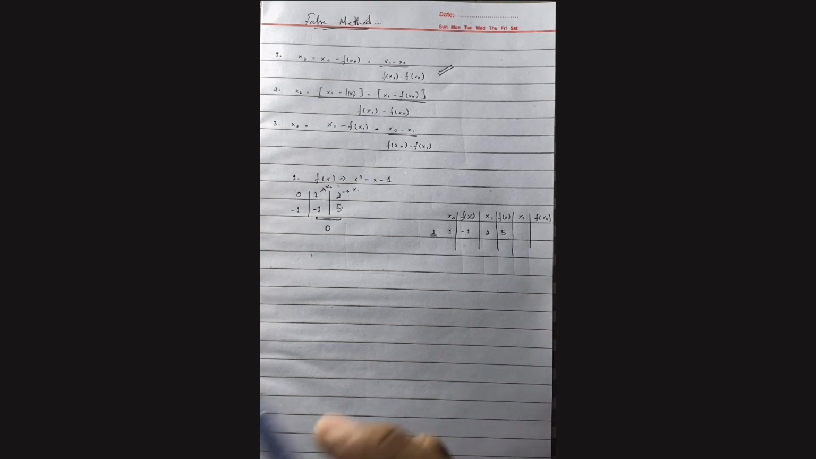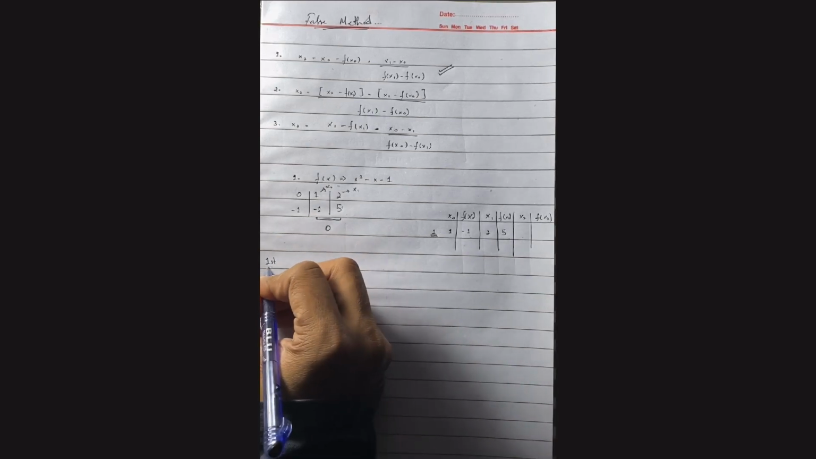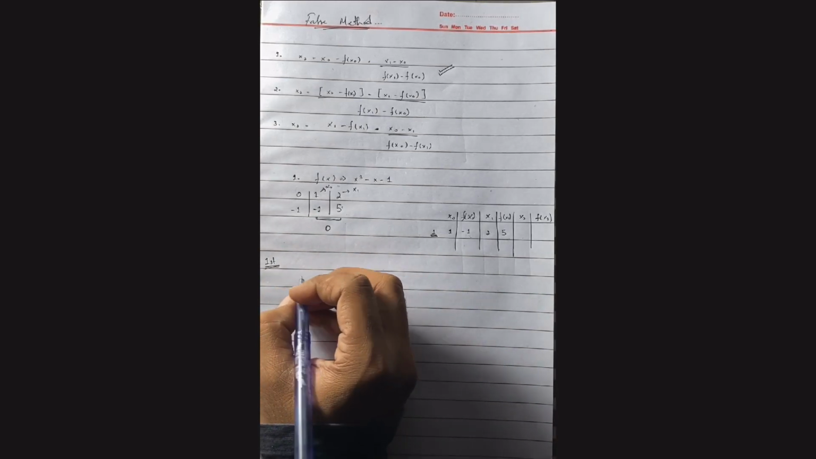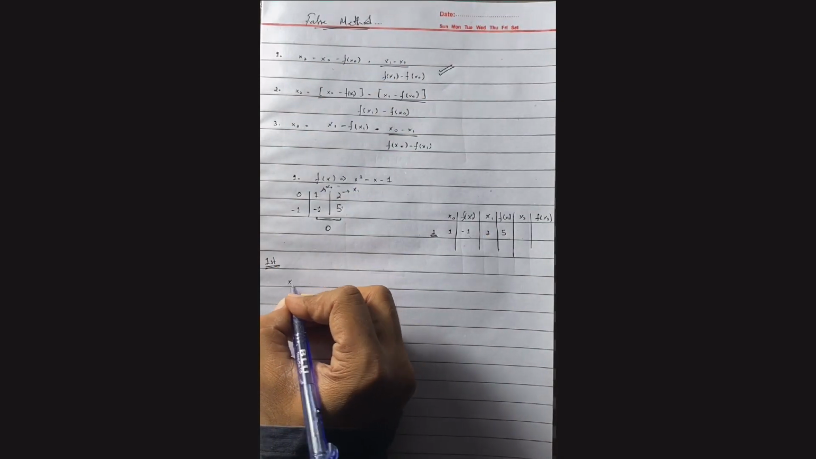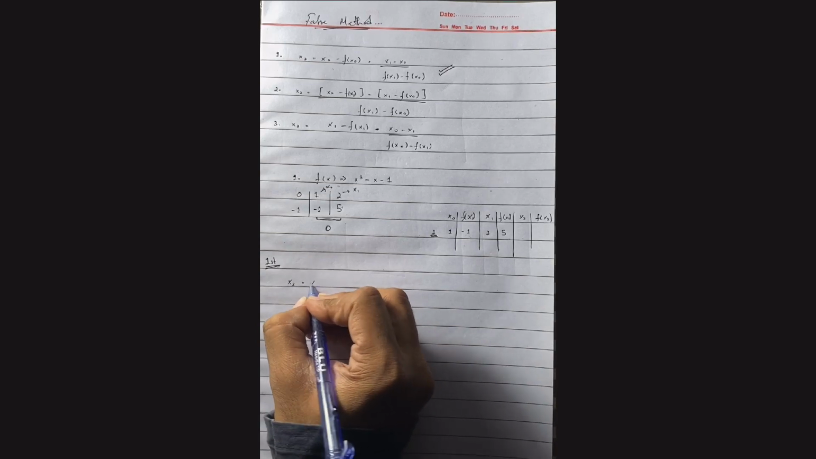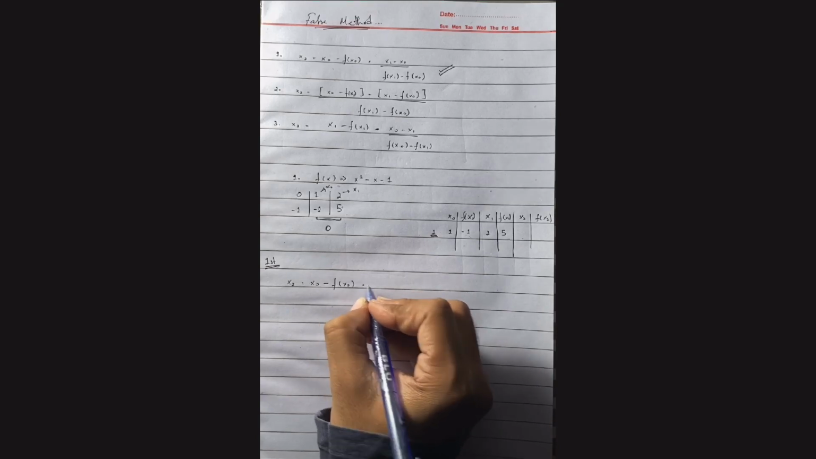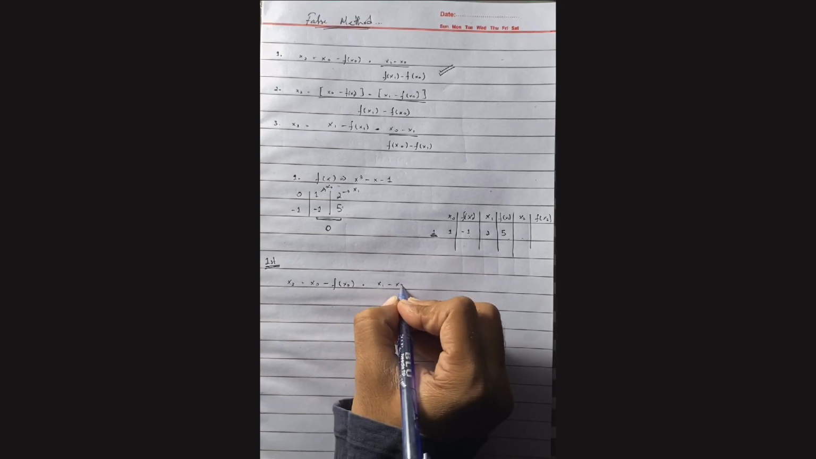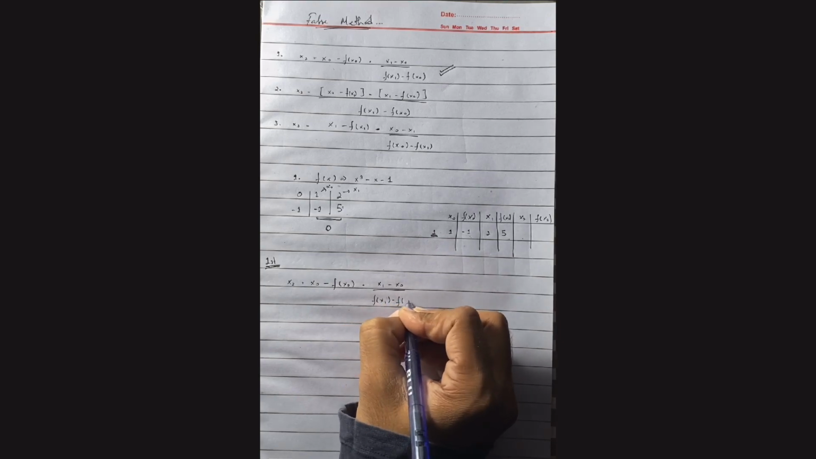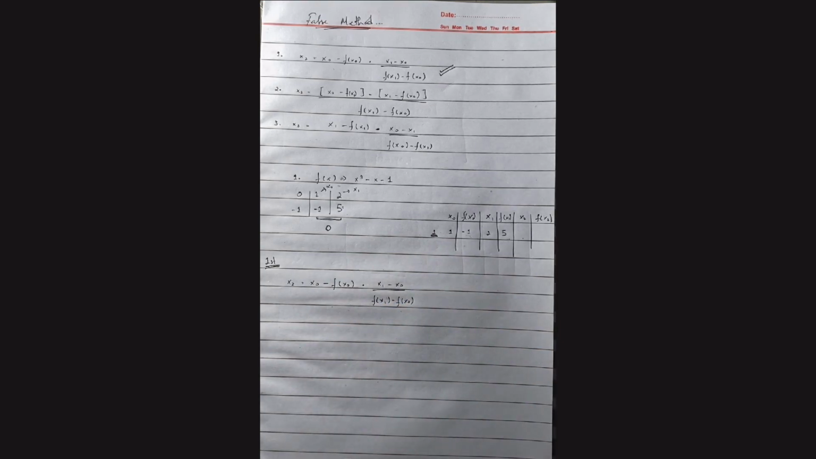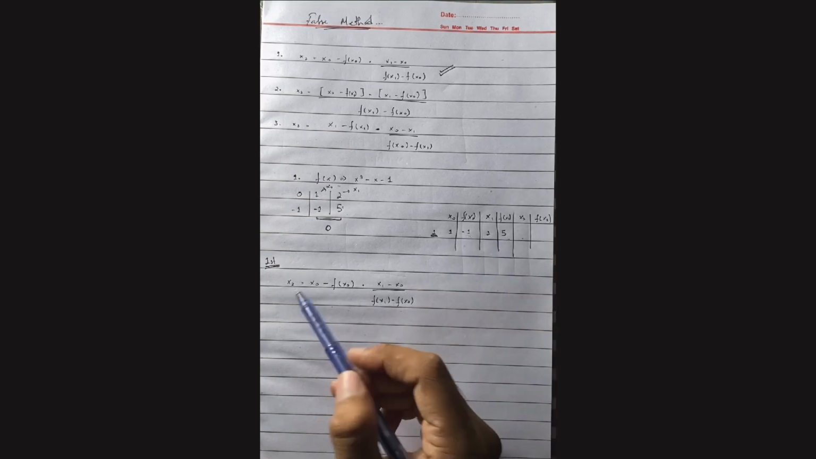So let's start with our first iteration, in which we are going to use the formula which was told to you at the start of the video: x naught minus f of x naught multiplied by x1 minus x naught upon f of x1 minus f of x naught. So let's put these numbers into this formula.